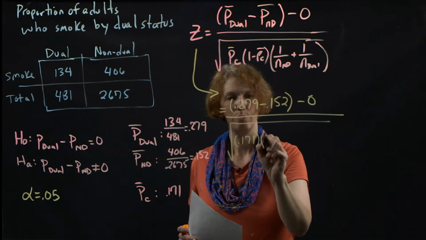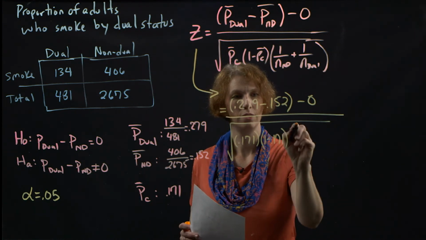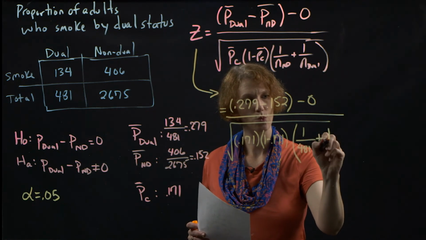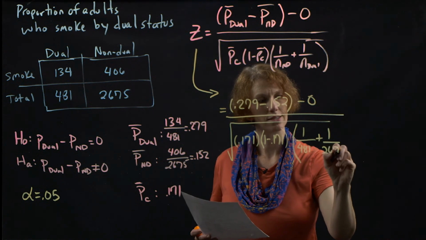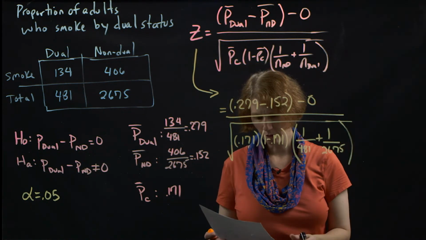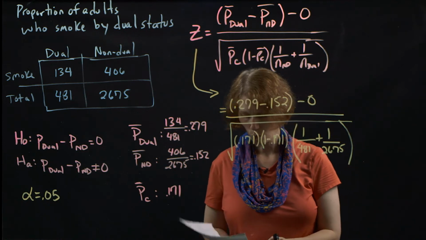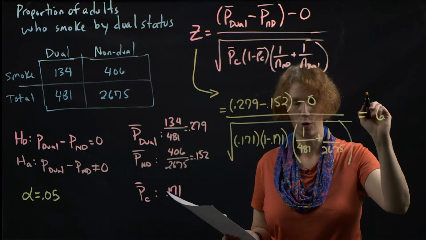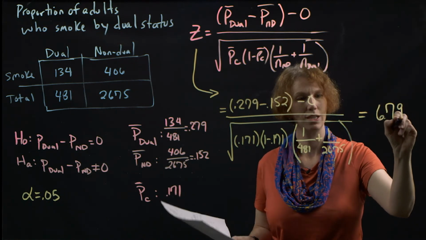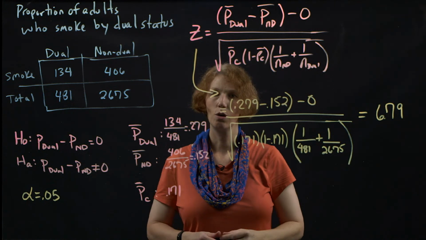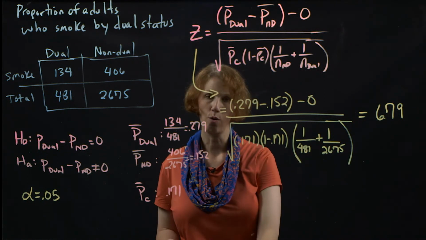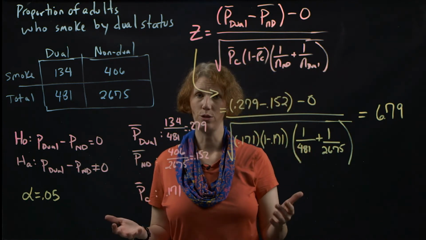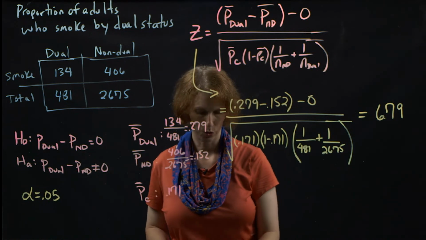0.171 times 1 minus 0.171 times 1 over 481 plus 1 over 2675. Okay, so we've got some calculations here, and when we go through that calculation, assuming my math is right, which we always hope, we get a test statistic of 6.79. So as before, we of course need to now evaluate that test statistic relative to our critical value or values given the standard normal distribution.